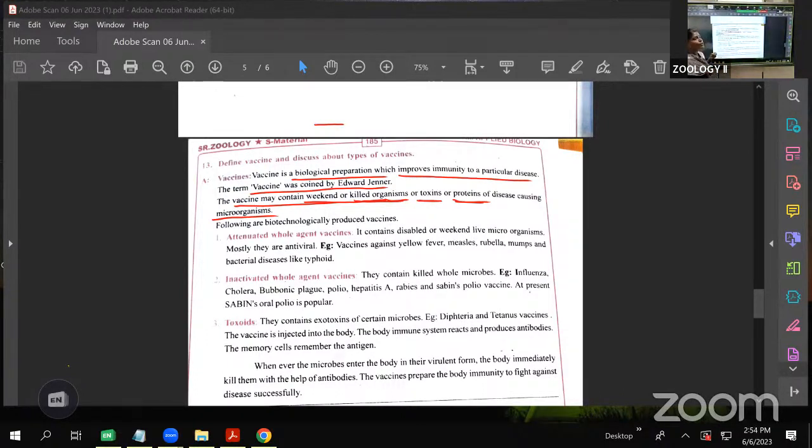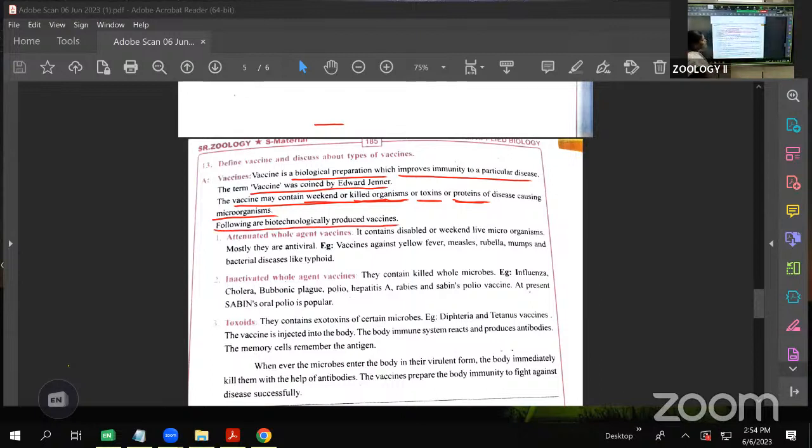In the vaccines we can use weak organisms, killed organisms, the poisonous toxins also we use for the preparation of vaccines, and proteins also we use for the preparation of vaccines. Clear?